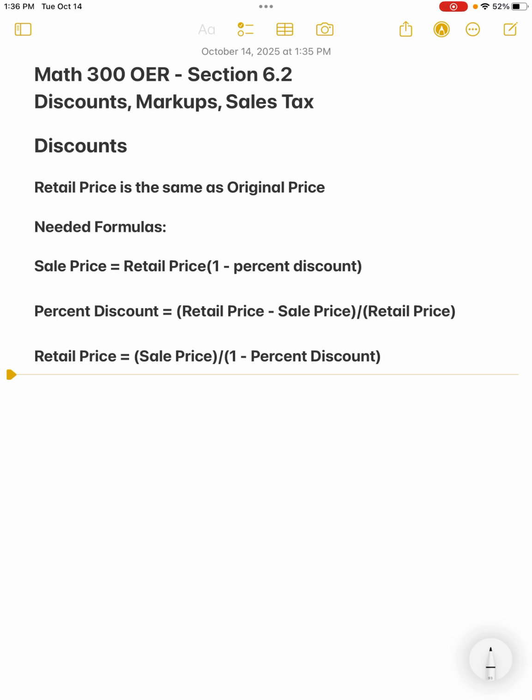Then you'll have some needed formulas. The book gives one formula that they manipulate, but I thought I'd break it out into three very specific formulas based upon what they're asking for. So the first is sales price is equal to retail price times 1 minus the percent discount. Percent discount is retail price minus sales price divided by retail price. And retail price can be found by taking the sales price that they give you and dividing by 1 minus the percent discount that they give you.